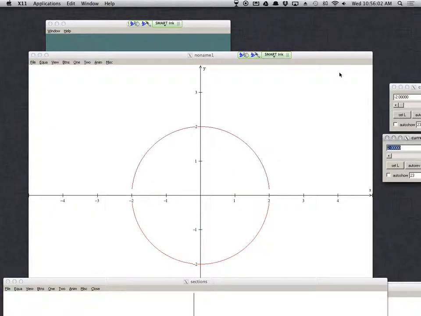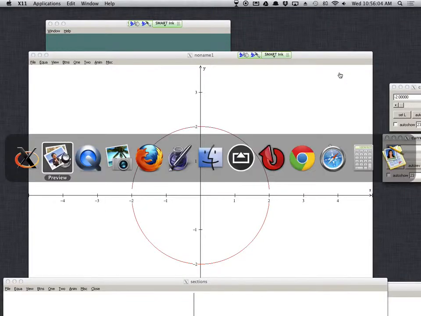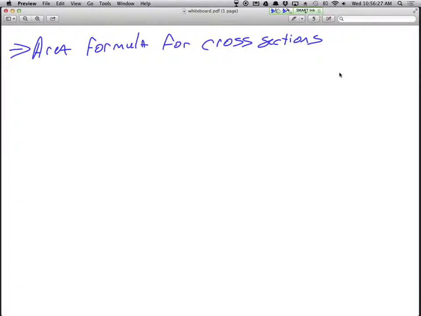Okay, so the first thing you need is the area formula for your cross sections. That's the first thing we need. We need the area formula for the cross sections.